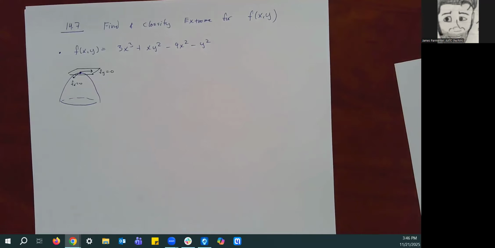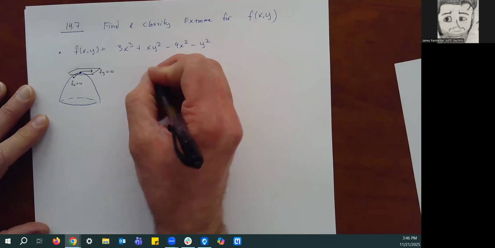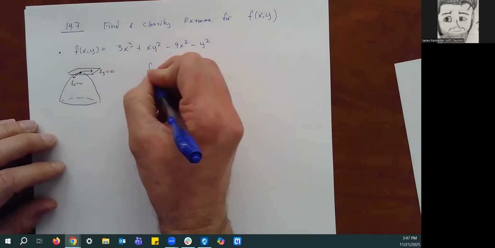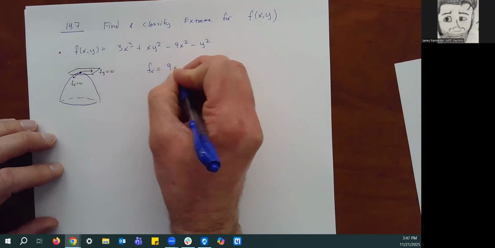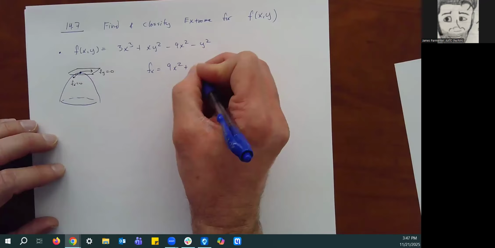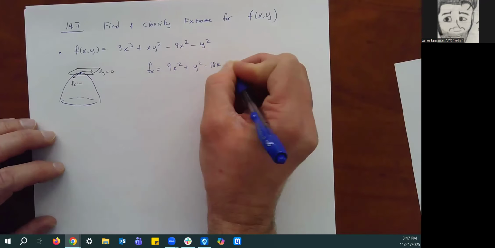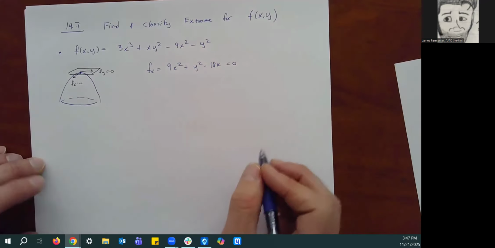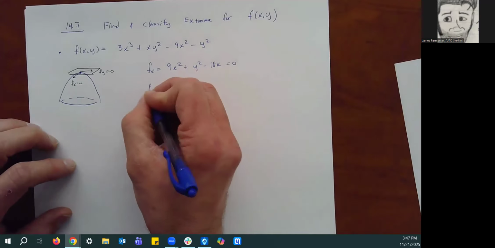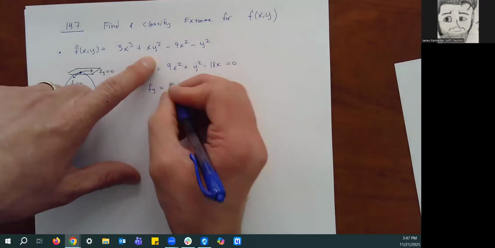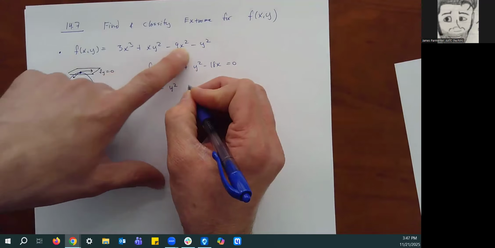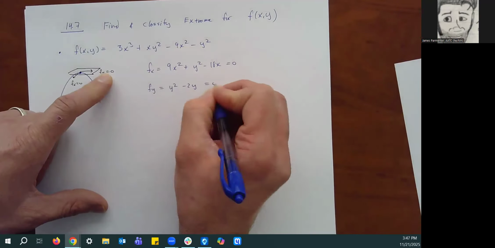No, so we're going to find the first partials and set them equal to 0. Just like in 21A, you'd set the first derivative equal to 0 to find where you have relative extrema. So we're going to set fx, which is 9x squared plus y squared minus 18x, equal to 0. And you're going to set fy, which is y squared minus 2y, equal to 0.